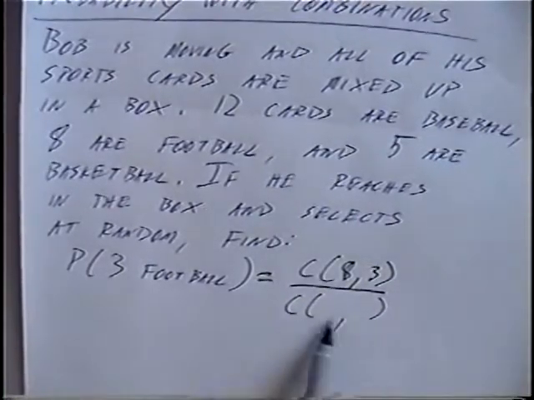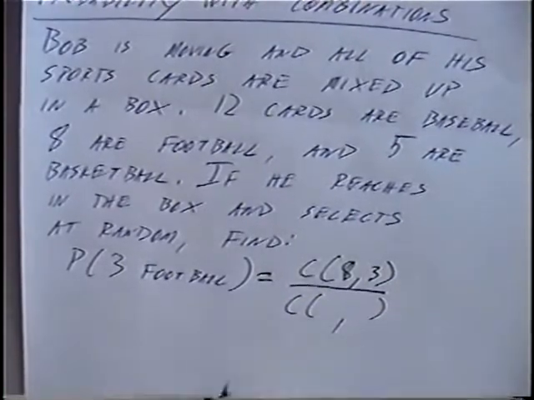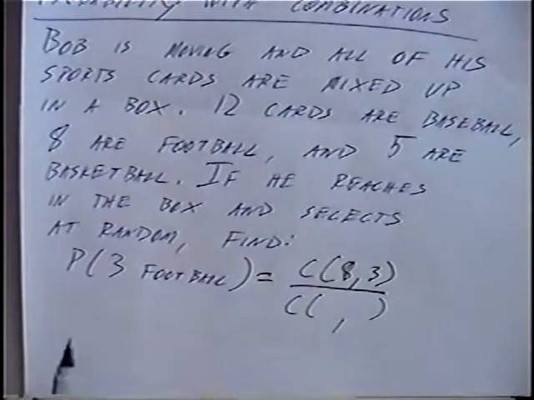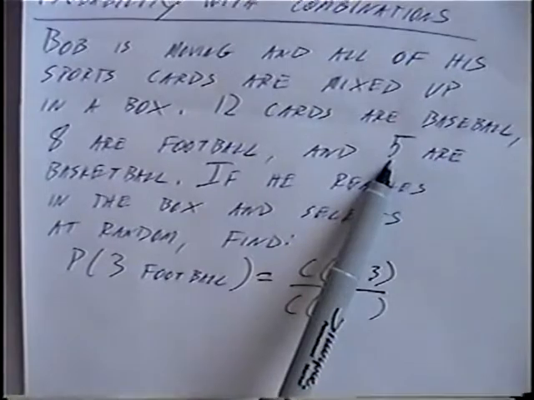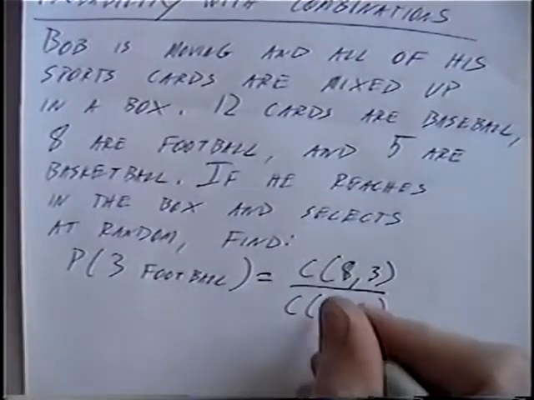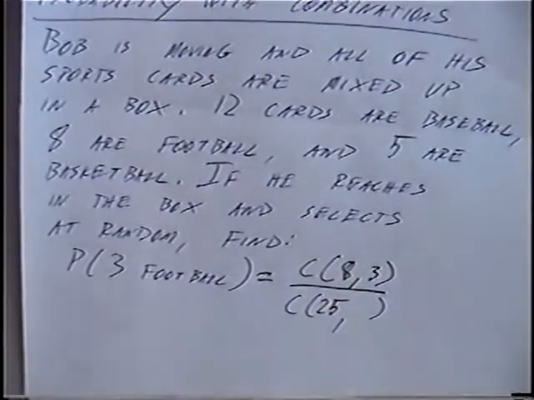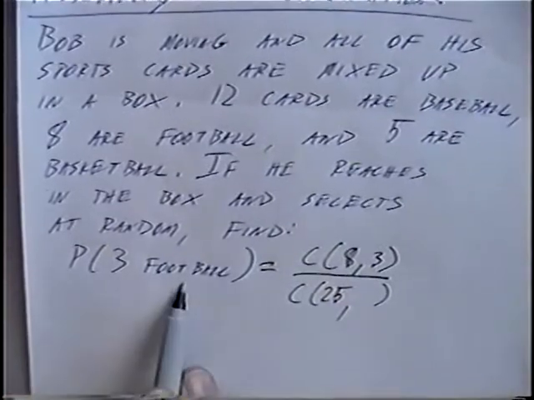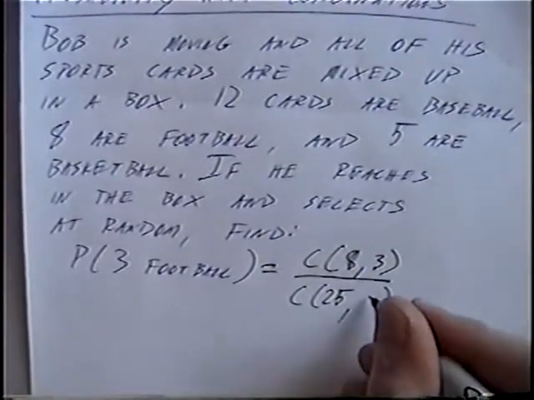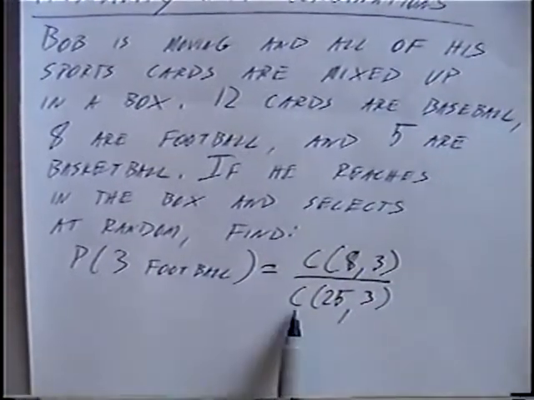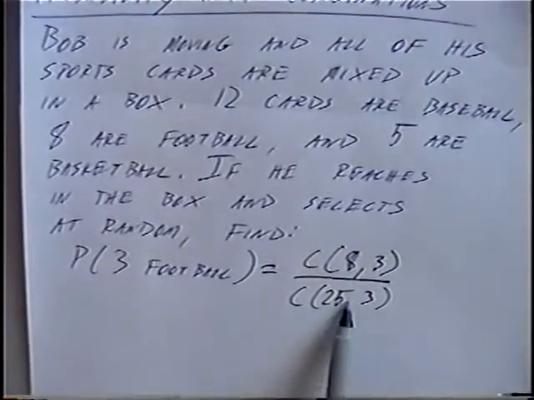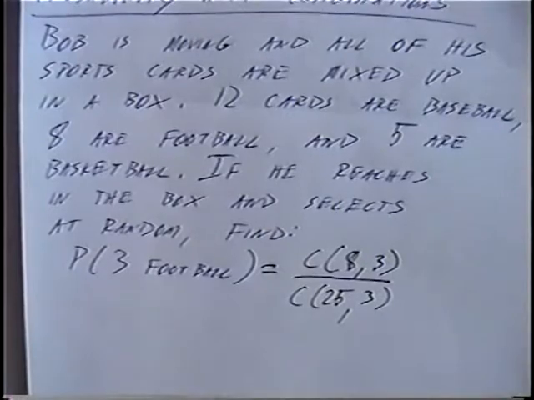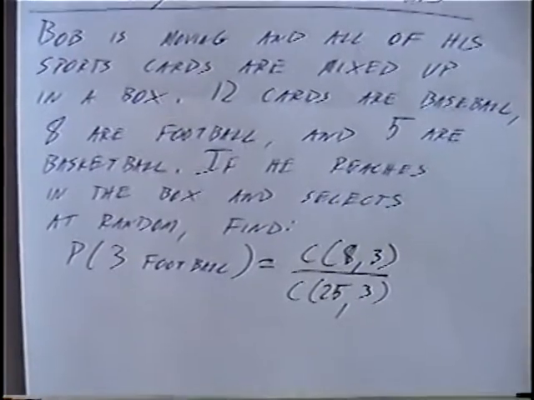This combination will be the total number of outcomes, again for all the cards. If you count up all the cards, there's 12 baseball, 8 football, and 5 basketball. Adding those together, there's 25 total cards. We want 3 football cards, so we're going to be picking out 3 cards. So we're going to find the combination 25, 3, how many total ways there are to pick out 3 cards from this box of sports cards.